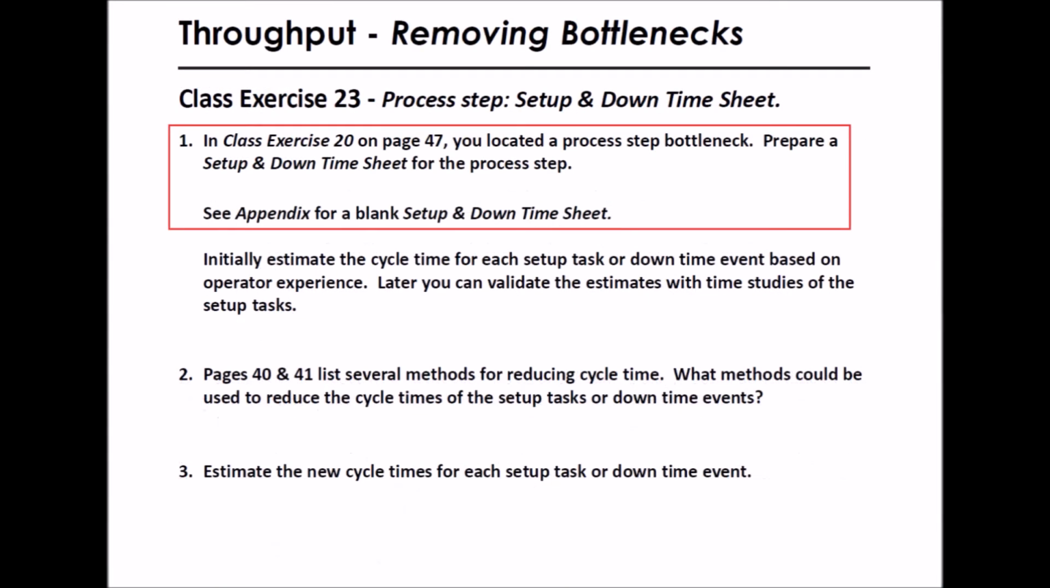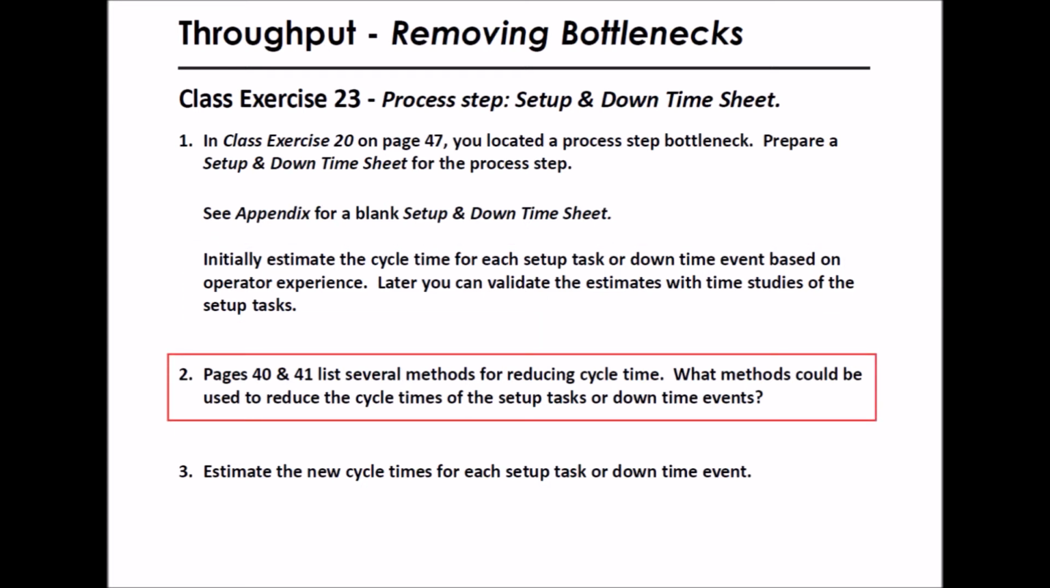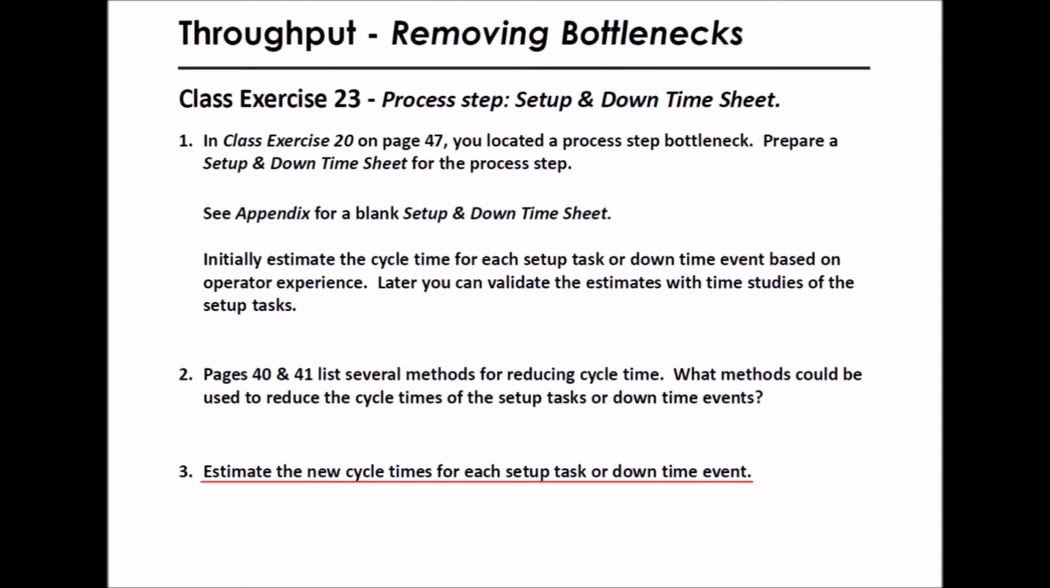For class exercise 23, the operators prepare a setup and downtime sheet for the bottleneck process step identified in class exercise 20. As mentioned, there is a blank setup and downtime sheet in the appendix. The operators will initially estimate the cycle time for each setup task or downtime event based on their experience. They can later validate the estimates with time studies of the setup task if they choose to. Using the same methods already discussed, suggest ways to reduce the cycle times of the setup task or downtime events. Estimate the new cycle times and frequencies for each setup task or downtime event.